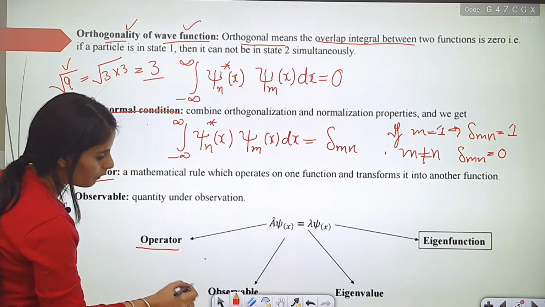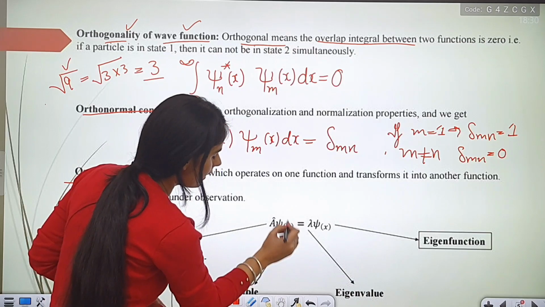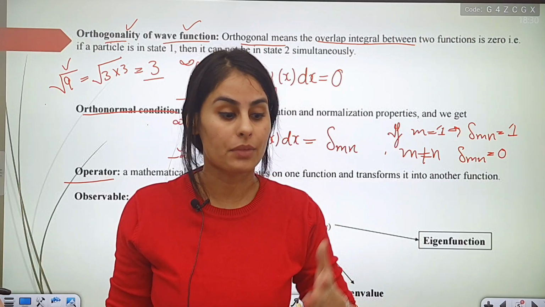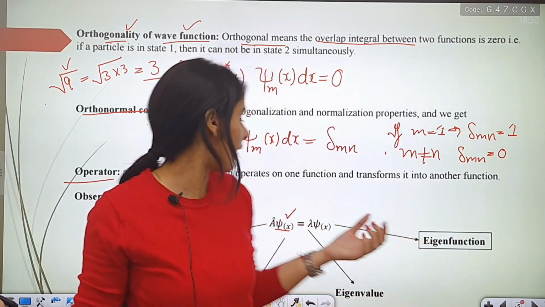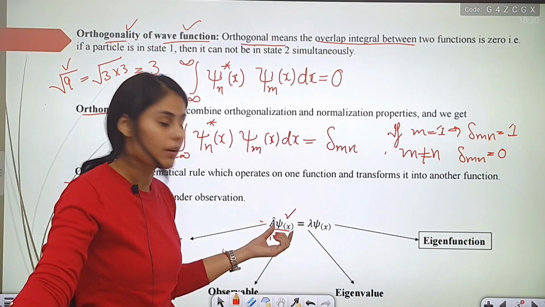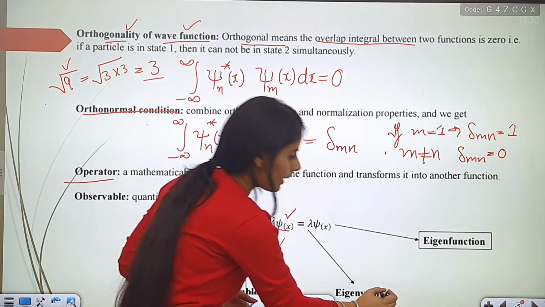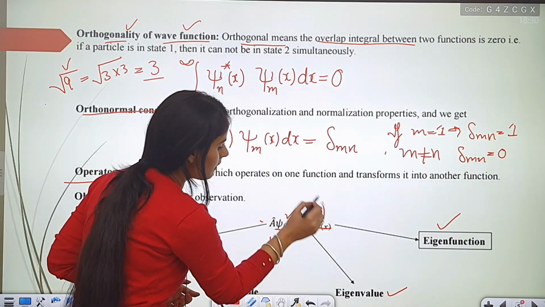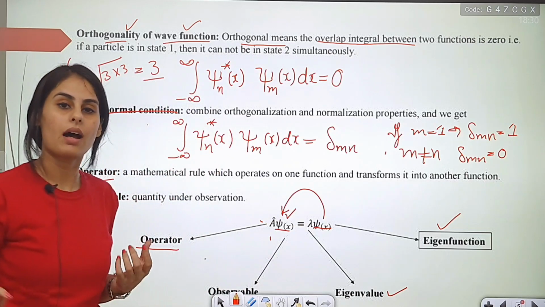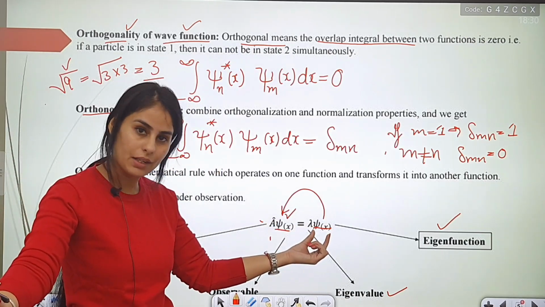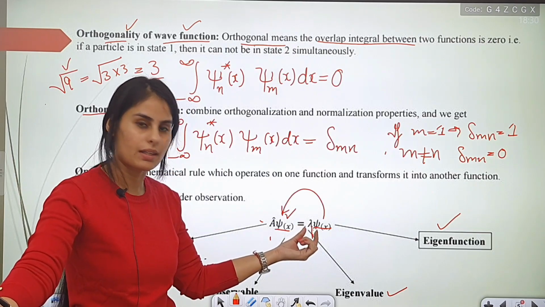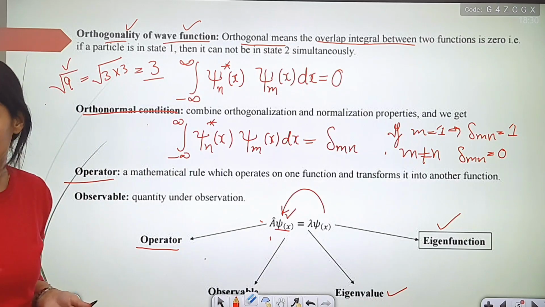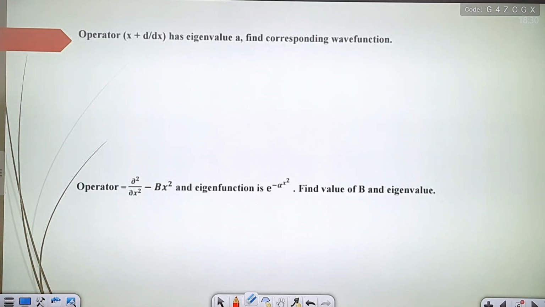An operator works on an observable. Here the observable is a function of x. That means we are trying to find something in position coordinates. So when an operator works on an observable, we get an eigenvalue times eigenfunction. As you can observe here, eigenfunction and observable are the same. When these two are equal, the third quantity that we get is our eigenvalue. Okay, so let's move to the next part.